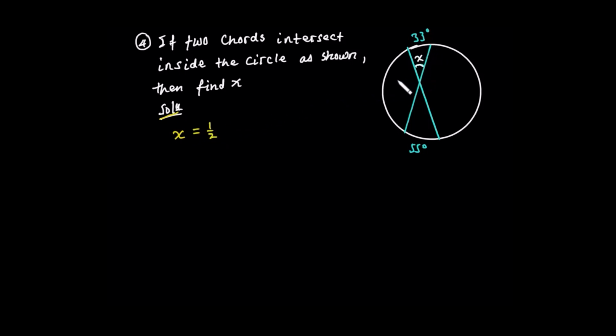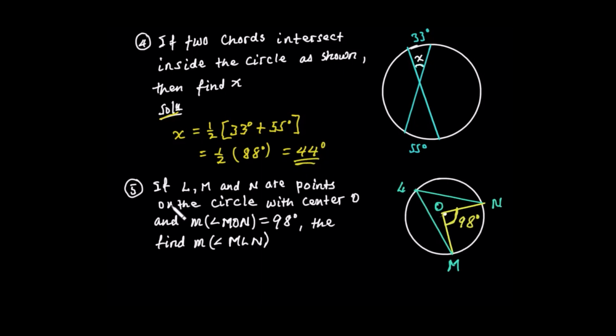subtended by that angle and its vertical opposite. So this is equal to half in brackets 33 degrees plus 55 degrees, so this is equal to half of 88 degrees. 88, so our answer is 44 degrees. So we found x. Let's look at the fifth question.